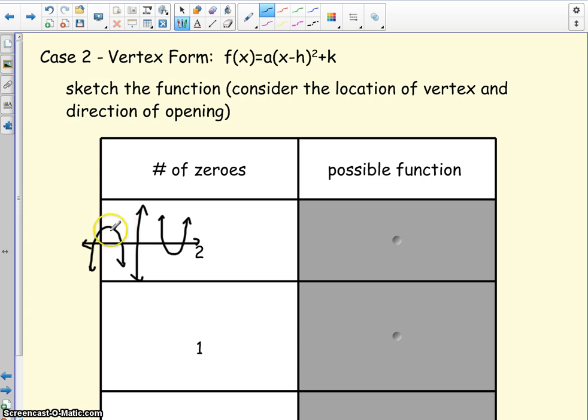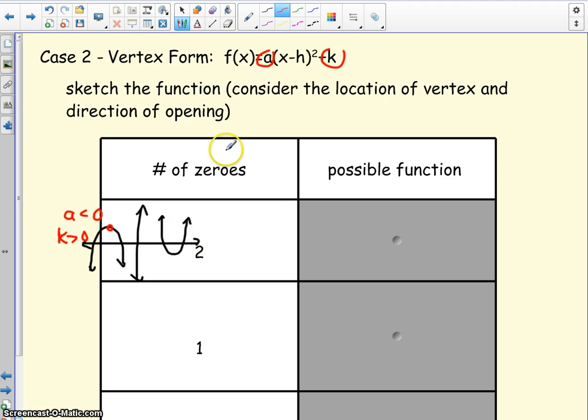So let's think about what's happening here. So in the first case over here, the one on the left, since it's opening down, we're going to have an a value that's negative. So a will be less than 0. Okay, and our k value, so the value of the optimal value right here, is positive above the x-axis, so k is going to be greater than 0. Okay, so that takes care of what a and k do in that equation.